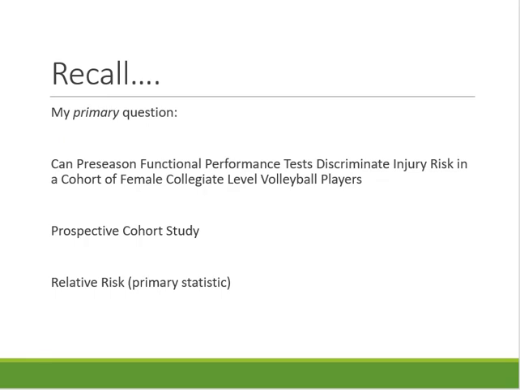Recall, though, again, my primary question: can preseason functional performance tests discriminate injury risk in a cohort of female collegiate level volleyball players? So, what was I doing? I was getting people prior to the start of their season. They were all free from injury. And so I was conducting a prospective cohort study. You may be familiar with that term, and again, we'll go over that again later in the term. The primary statistic was the relative risk statistic. And again, we'll go over those and describe what those are, but there were also some other stats that were used.